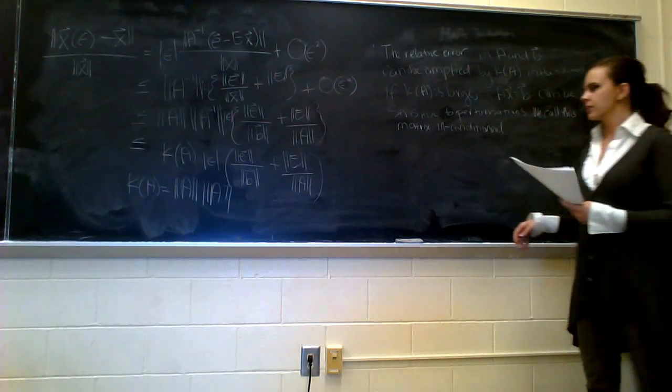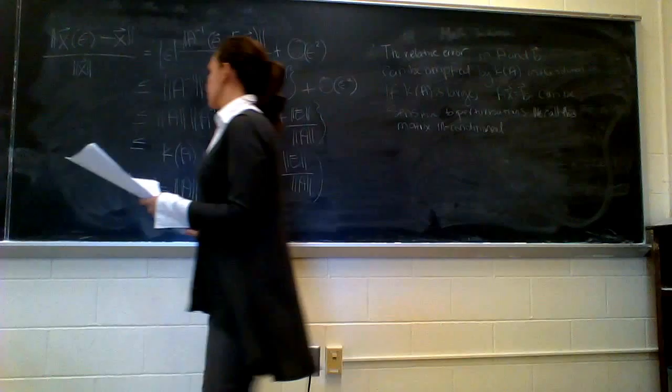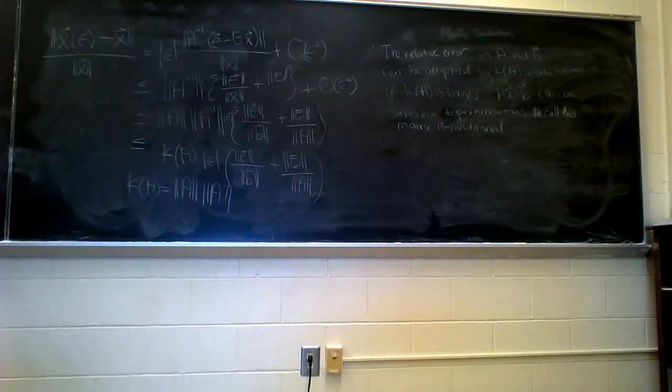So now let's look at a more practical way to compute the condition number. So if we know the condition number is defined to be the norm of A times the norm of A inverse, well, let's use the definition of a matrix norm to get a more useful definition for the condition number.